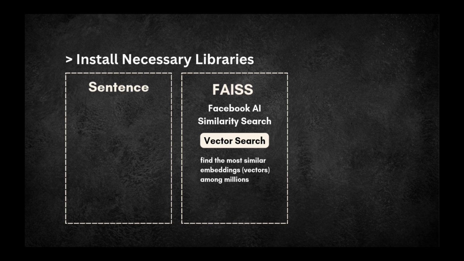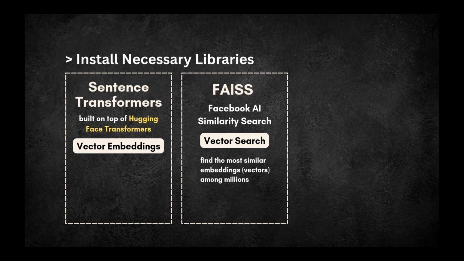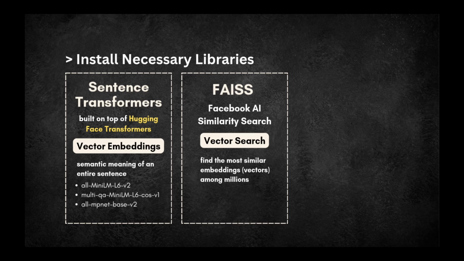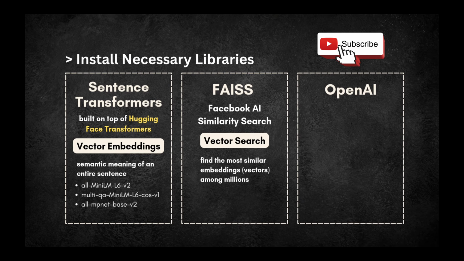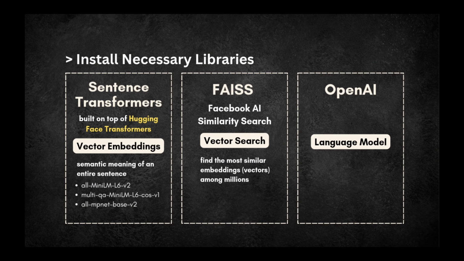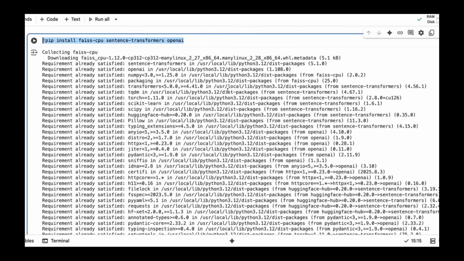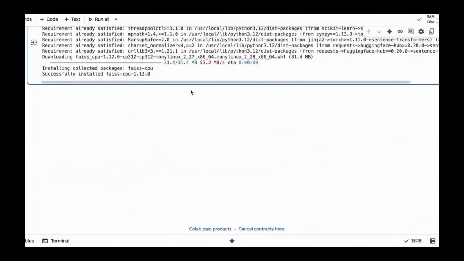Next is Sentence Transformers, which is a Python library built on top of Hugging Face Transformers, which is designed specifically to create vector embeddings for sentences, paragraphs, or documents. It outputs a single dense vector representing the semantic meaning of an entire sentence or chunk of it. These are the popular sentence transformers which are used. And the third one is OpenAI, which is the language model we'll be using. So we will run this command once to install the necessary libraries.